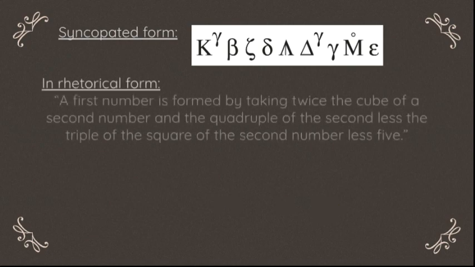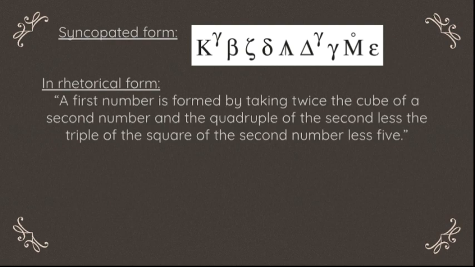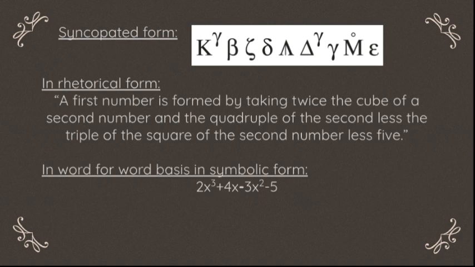Now let us convert this syncopated form into rhetorical form, or the form written in full sentences. This one here is our syncopated form as we've tackled previously. In rhetorical form, this will be: a first number is formed by taking twice the cube of a second number and the quadruple of the second, less the triple of the square of the second number, less 5. If we write this on a word-for-word basis in symbolic form, we would come up with 2x cubed plus 4x minus 3x squared minus 5.